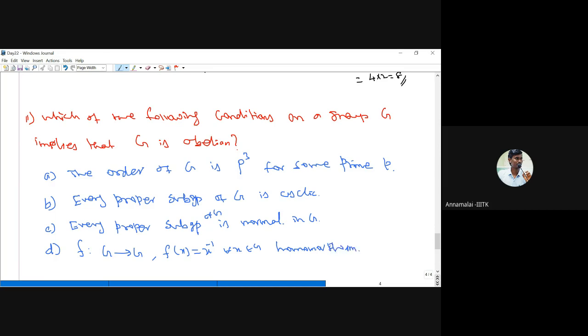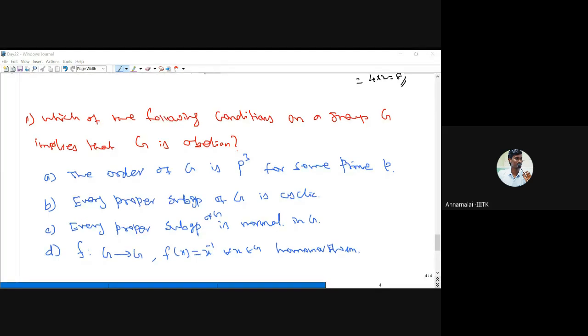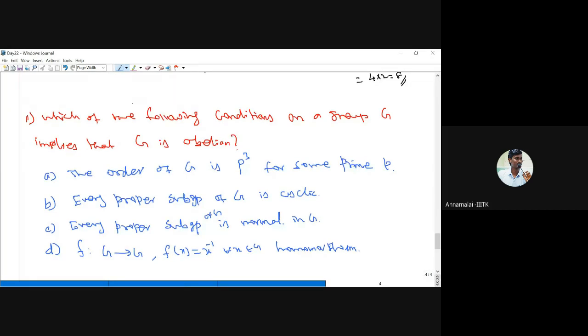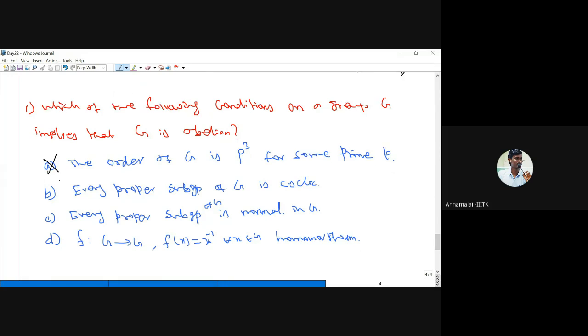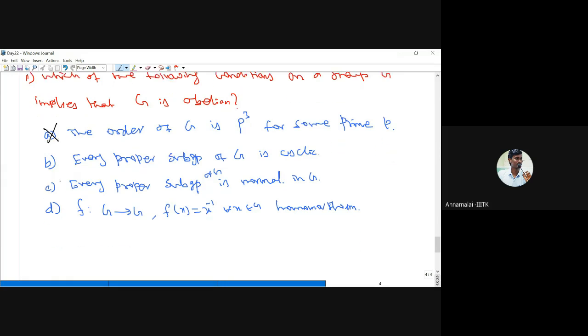So clearly the first one is false, because a group of order p is abelian, a group of order p square is abelian, but a group of order prime cube need not be abelian. Therefore, the first option is false. Now look at the second option. Every proper subgroup of G is cyclic, then can we say the group is abelian?